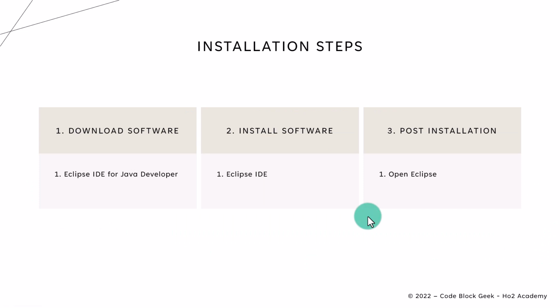All right, so the game plan is, the first thing that we're going to do is download the software. And then after that, we are going to install Eclipse IDE. Then we are going to launch the IDE, and then we are going to create a simple Java application. So let's go ahead and get started.